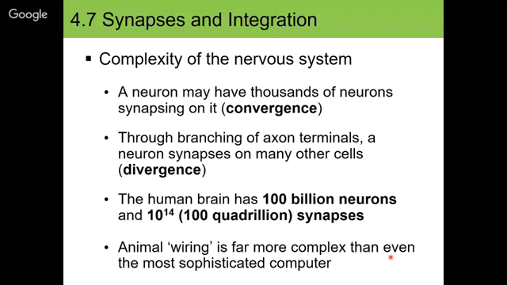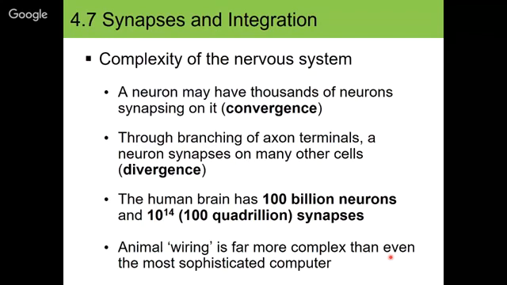So just lastly, to point out how enormously complex the nervous system is, and just how mind-bogglingly, crazily, I can't get my head around it, but how complicated this whole thing is. So one neuron can have thousands of other neurons synapsing on it, okay? We call this convergence. This is where a receiving neuron, a postsynaptic neuron, has thousands of presynaptic neuron terminals synapsing on it, okay? So converging on. Convergence means to come together, right?